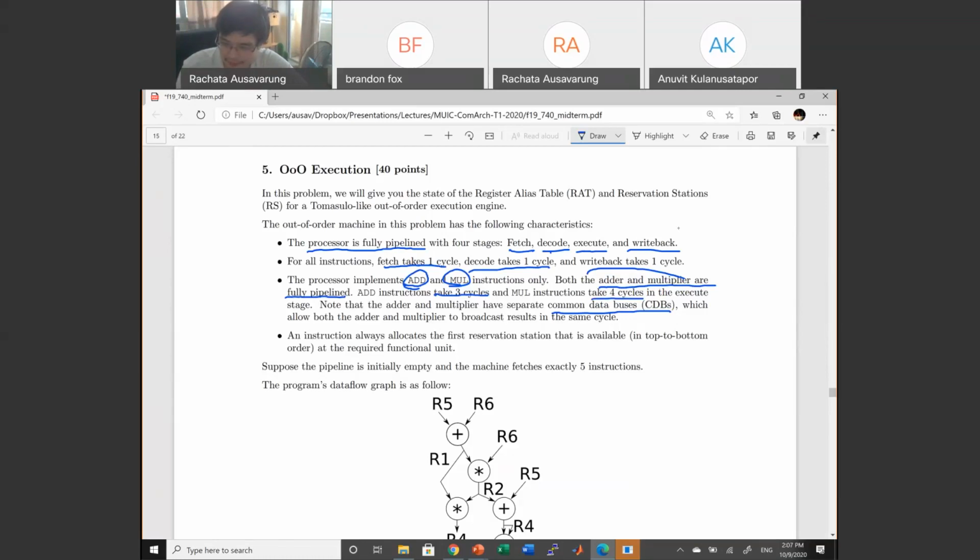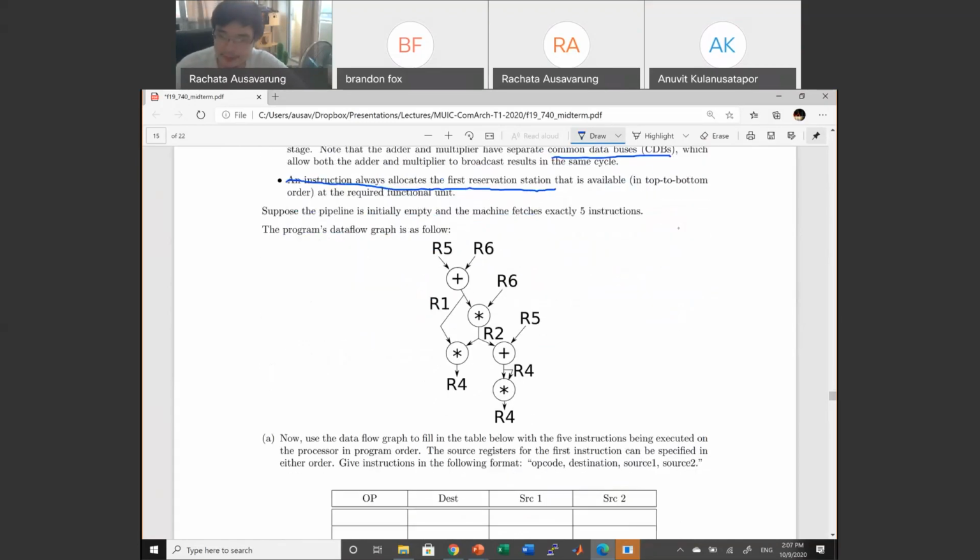An instruction always first allocates its own entry inside the reservation station. What is a reservation station? It is the thing in the decoder that stores the possible instructions you can dispatch. This is done in a top-to-bottom order, already sorted.